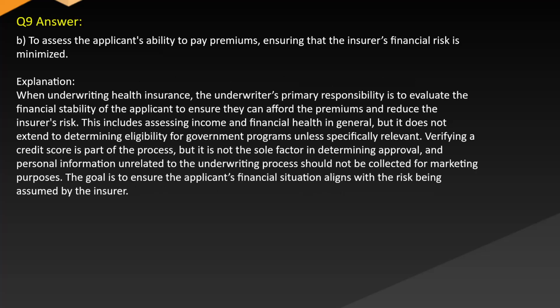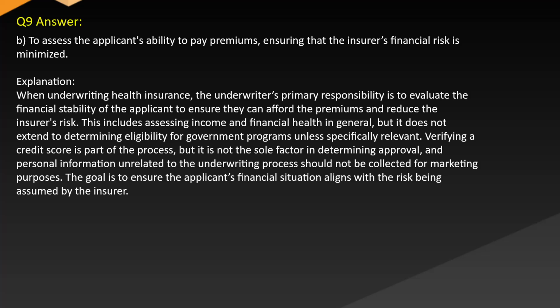Answer. B. To assess the applicant's ability to pay premiums, ensuring that the insurer's financial risk is minimized. Explanation. When underwriting health insurance, the underwriter's primary responsibility is to evaluate the financial stability of the applicant to ensure they can afford the premiums and reduce the insurer's risk.